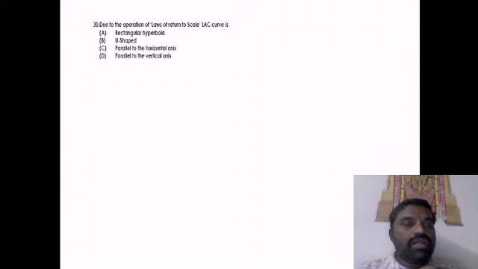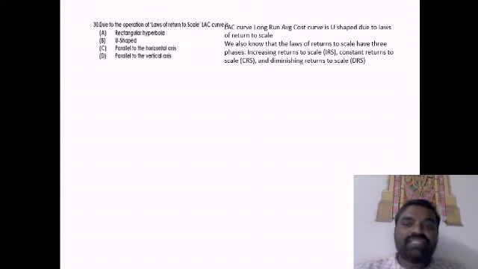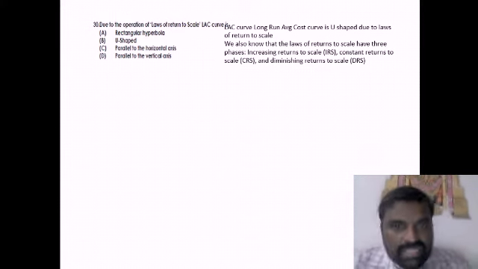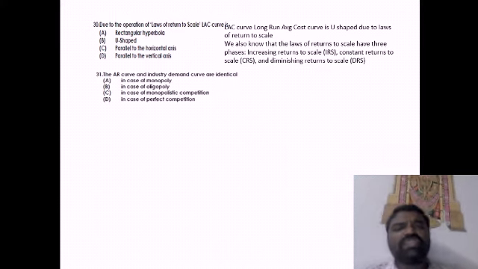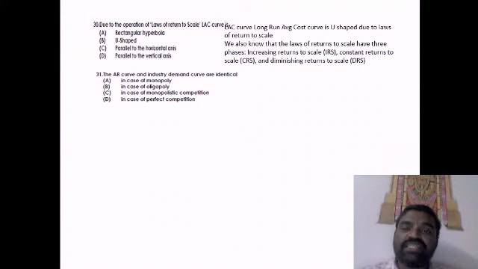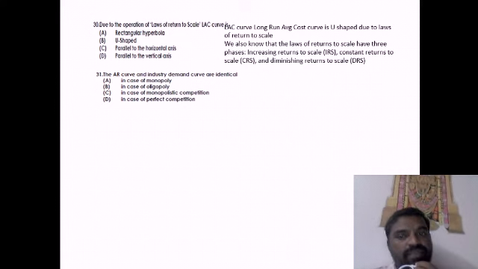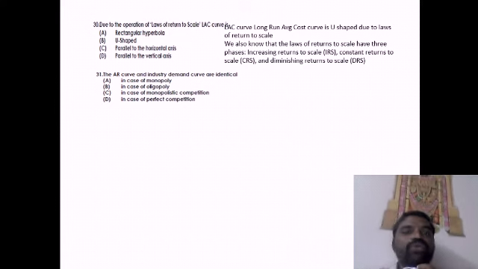And due to the operation of the law of returns to scale, the LAC curve, LAC being the long run average cost curve, is U-shaped. So here the LAC curve is U-shaped. What is the law of returns? We also know the law of returns to scale has three phases. One is the increasing phase, one is constant returns, and the other is diminishing returns. So it will be U-shaped.